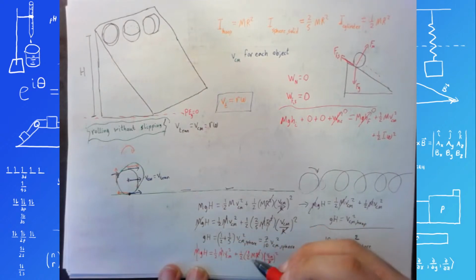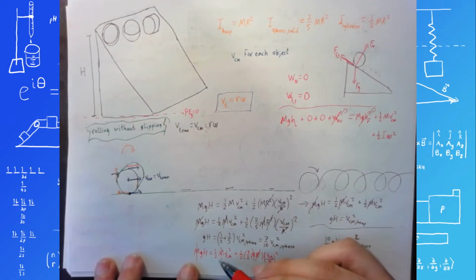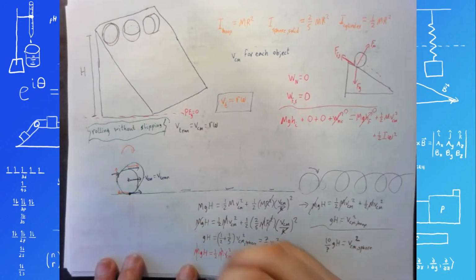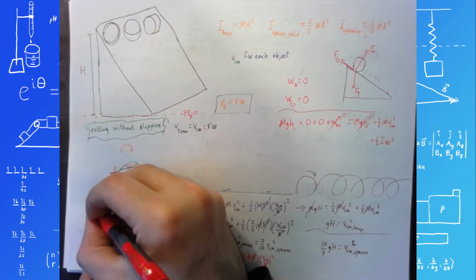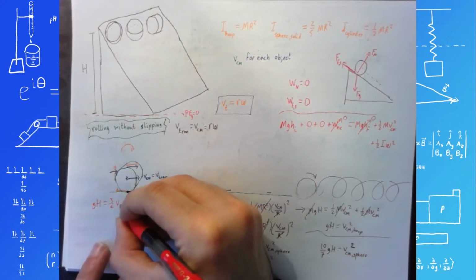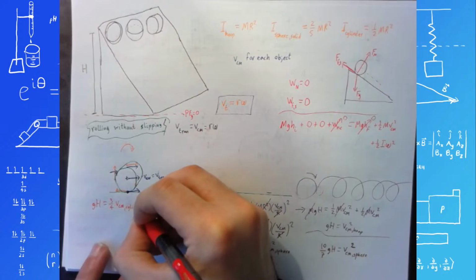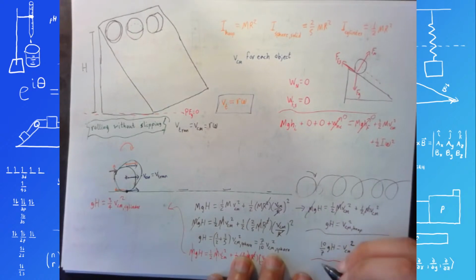The m's all cancel out. And I'm left with GH equals a half plus half of a half, so 1/2 plus 1/4, that's 3/4. So I'm getting GH equals 3/4 V center of mass of the cylinder squared. Multiply by 4/3 on both sides, and I'm getting 4/3 GH equals V center of mass of the cylinder squared.